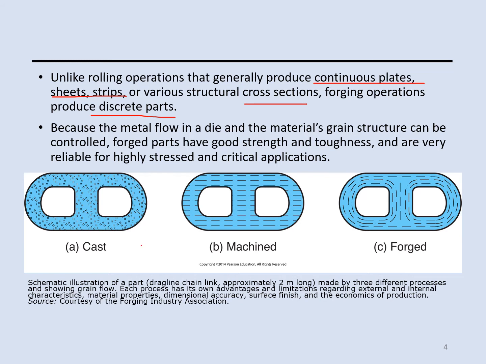For example, in this picture, we have three processes and they have a grain structure for each process. For the casting, we have a uniform grain structure, and in this one the grains are aligned this way, depending on where the machining process is done. And here we have the grain structure in the forging process. So once the part is done, the grain distribution will look like this structure in the forging process.